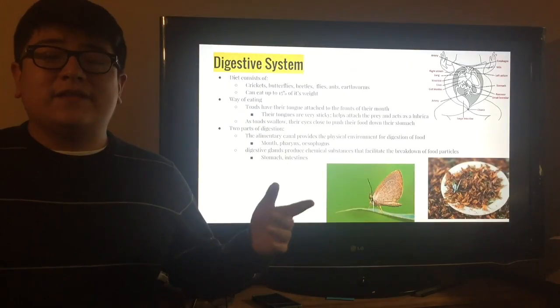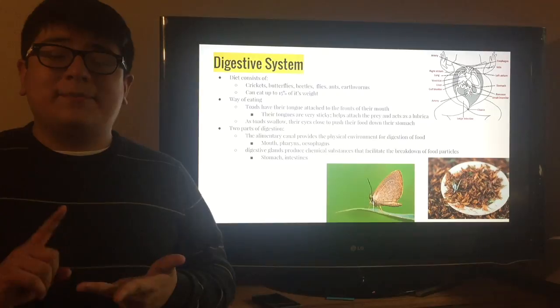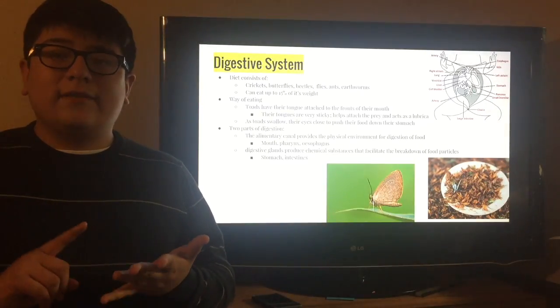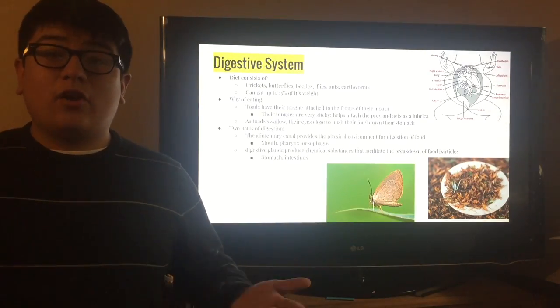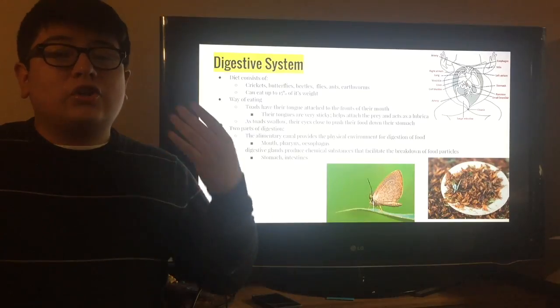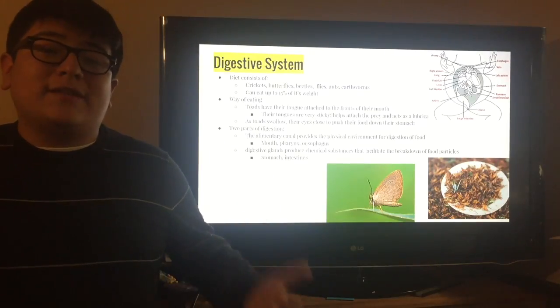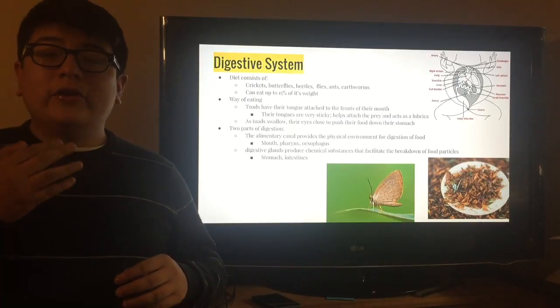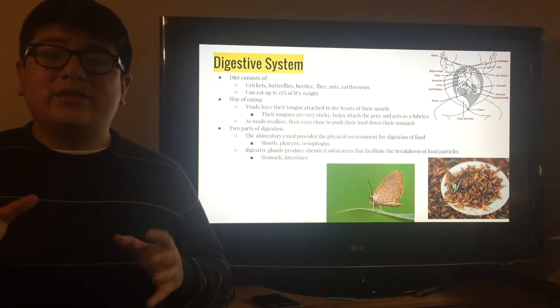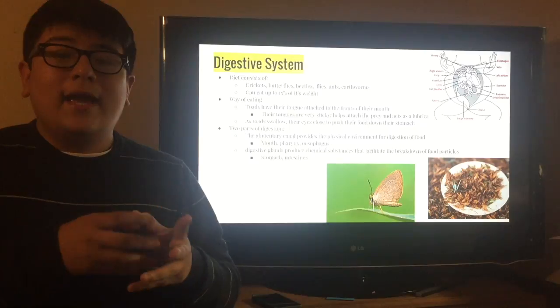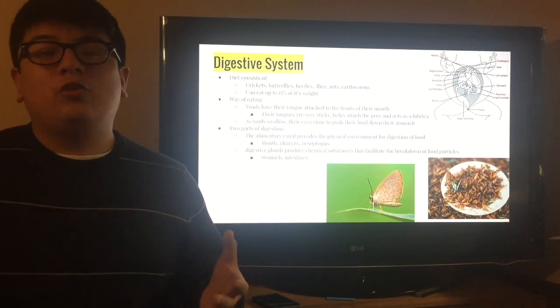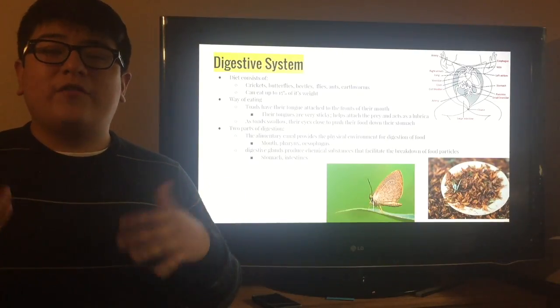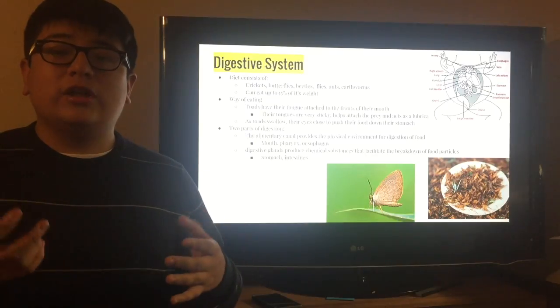So its digestive system: it eats ants, butterflies, beetles, crickets, flies, and earthworms. So it can eat up to 15% of its body weight. So the way it eats is that it has a tongue in the front of its mouth. The tongue contains a sticky substance which attaches to the prey, and the sticky substance also acts as a lubricant to allow for physical digestion.